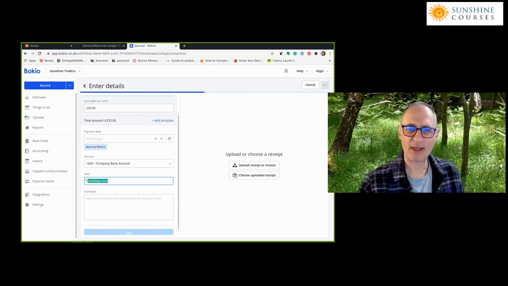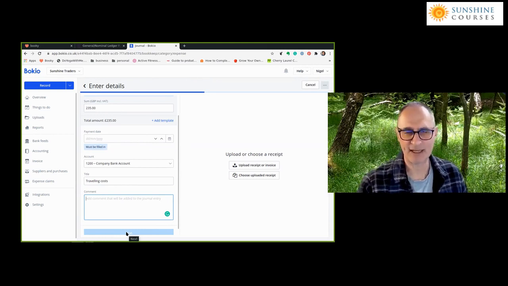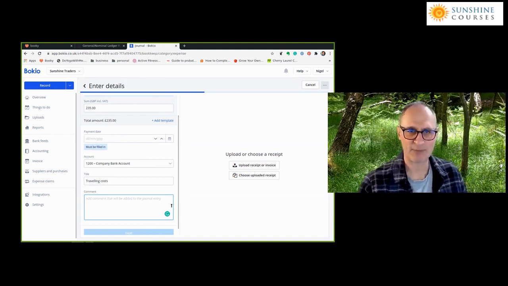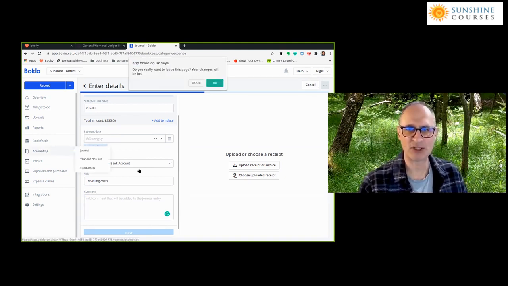I can type here, I can leave it as travel costs, but I could, for example, put it as petrol. And in my comments, I could put a reference back to the audit trail. And if that's valid, I'll click next. In Bocchio, it then gives me the option to check it or not. I might want to correct it. And then it gives me a button saying record. And when I record it, it then posts it to the accounts. So that's what I did with all of these accounting journals.